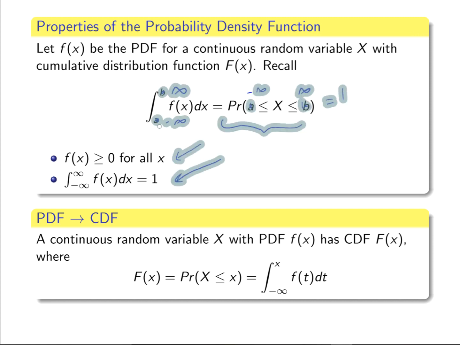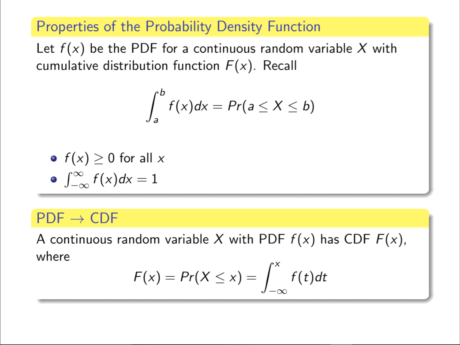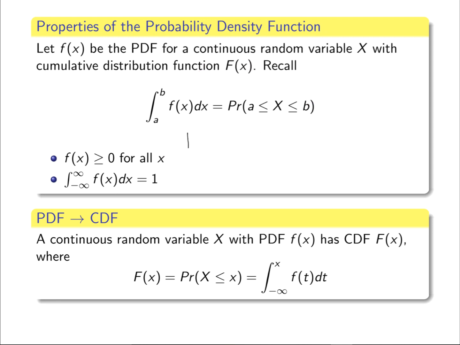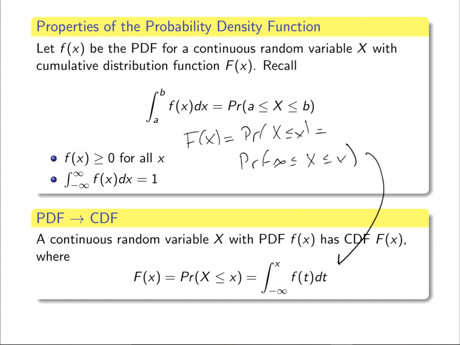to be 1. We saw how to go from a cumulative distribution function to a probability density function when we defined probability density functions. But we can go the opposite way as well, again using this property. The cumulative distribution function, that's the probability that my variable is less than or equal to x, which is the same as the probability that my variable is less than or equal to x and bigger than or equal to negative infinity. So that's going to be the area under the curve of the probability density function from minus infinity to x.